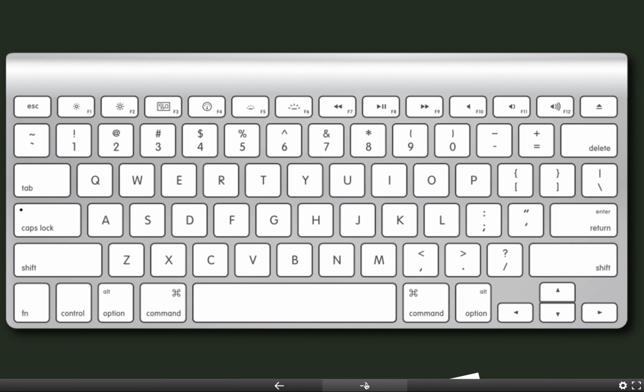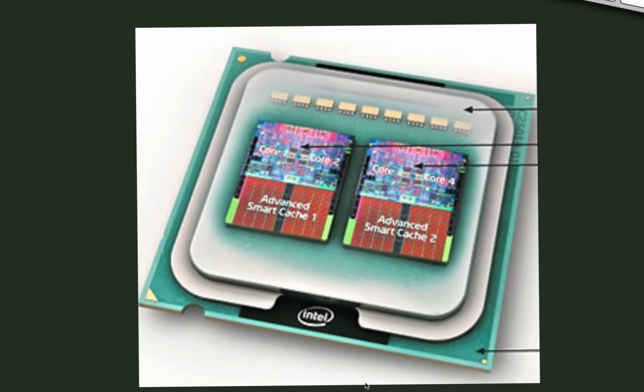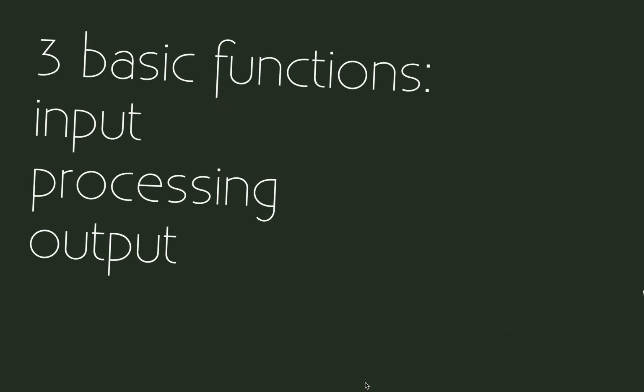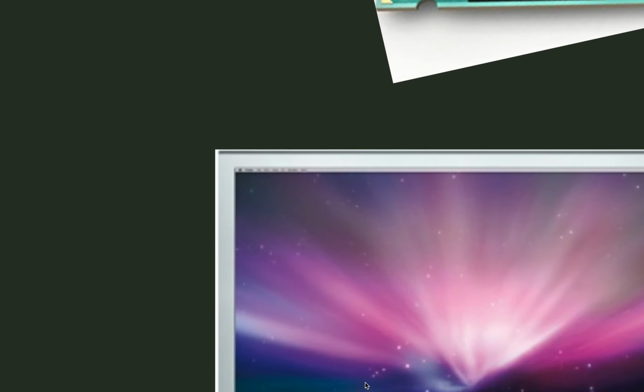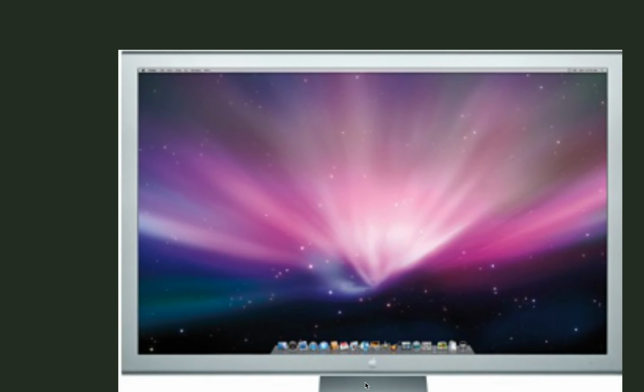So input, that's like your keyboard or your mouse, if we're comparing this to a computer. Then the processing, that would be the processor in the middle of your computer. That's where your thinking happens in your body. That's done in your brain. And then output, that's like the monitor or the printer. So that's the computer analogy of the three basic functions.